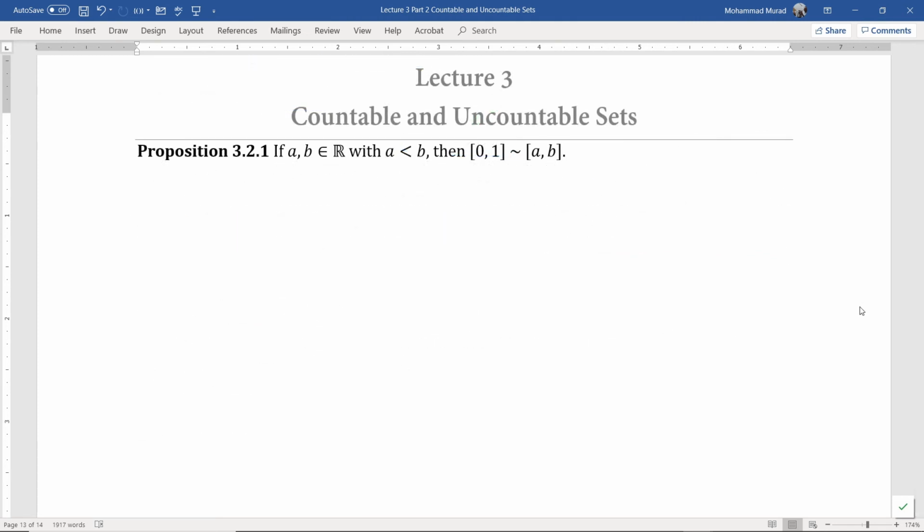Let's see a proposition. If a and b are real numbers with a smaller than b, then the closed interval 0 to 1 is equivalent to the closed interval from a to b. Namely, it says that the closed interval 0 to 1 is equivalent to the closed interval 2 to 7. So there exists a one-to-one and onto map from the closed interval 0 to 1 to the closed interval 2 to 7.